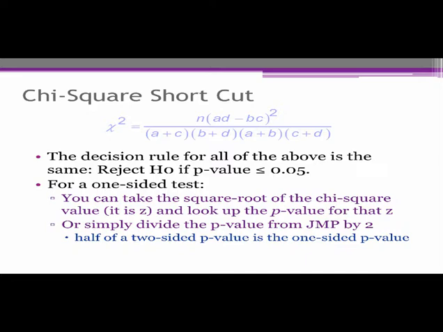The decision rule for all of the above is the same. We will reject H naught for small p-values. That p-value is compared to alpha. That alpha is usually 0.05.